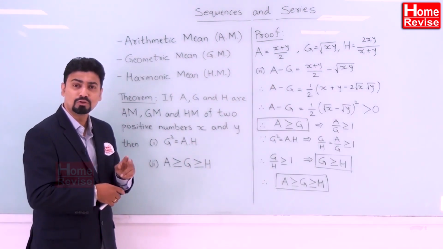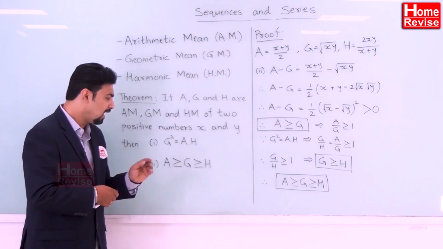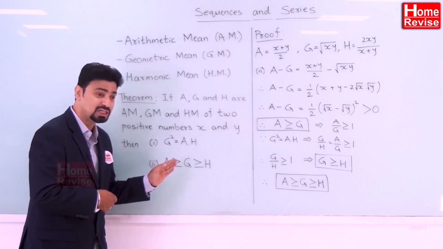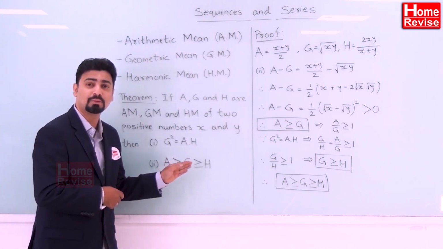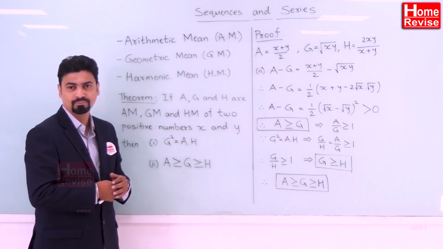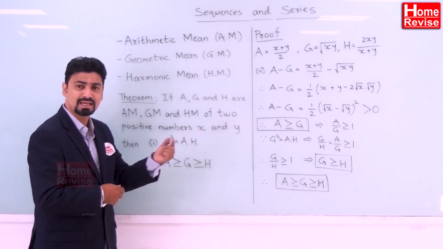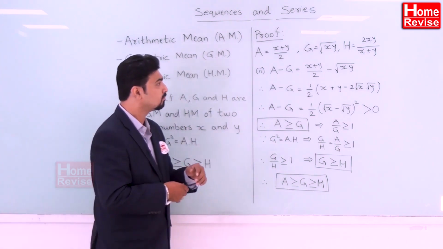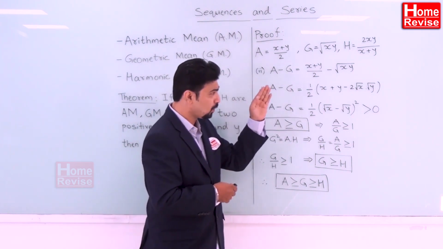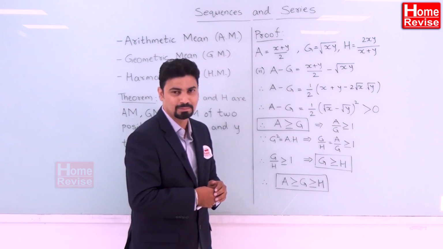Let us now go on to the second part of the proof. In the second part, we have to prove that the arithmetic mean a is greater than or equal to the geometric mean g, which is greater than or equal to the harmonic mean h for any two given numbers x and y. So let us see. Now for any two given positive numbers x and y, we know that a is x plus y by 2, g is square root of xy, and h is 2xy upon x plus y.